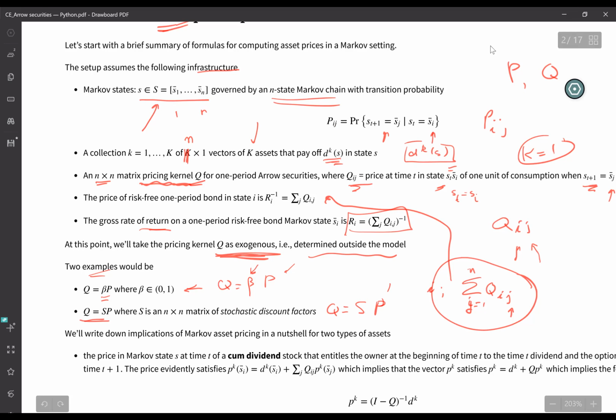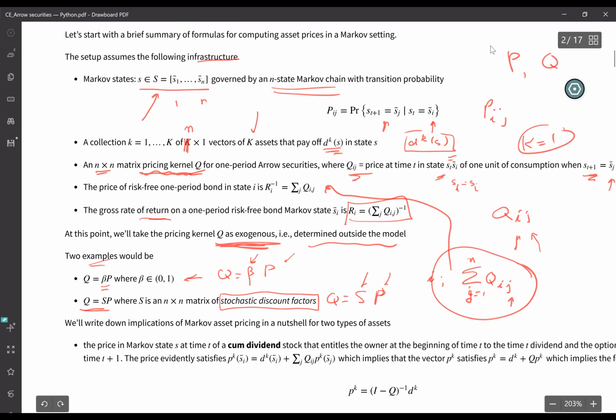P is my transition matrix. S is just another square matrix, and it has a name: stochastic discount factors. The thing above here is a special case in which we set S equal to beta times the identity matrix. That's what this is.